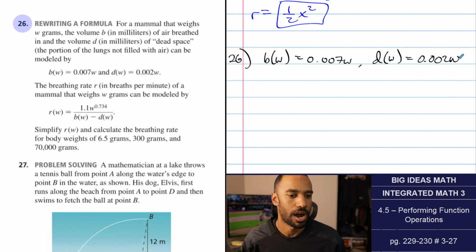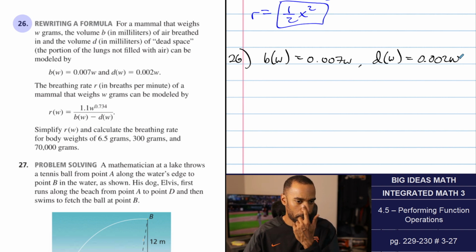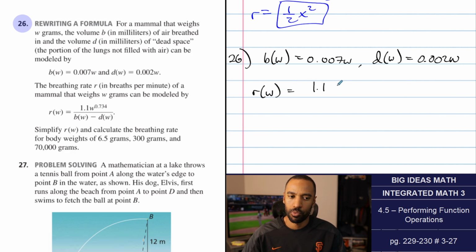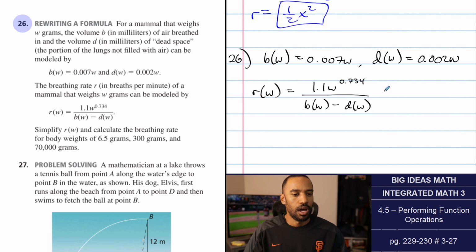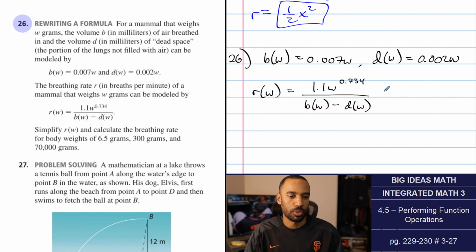The breathing rate R in breaths per minute of a mammal that weighs W grams can be modeled by this. R of W equals 1.1, then there's B of W, D of W, 0.734. A lot of these are just substitution problems. They look ambitious, but ultimately they're not. I'm going to first write B of W minus D of W.